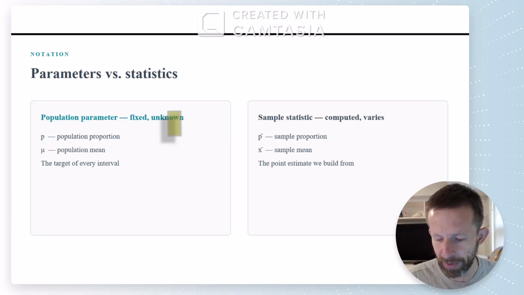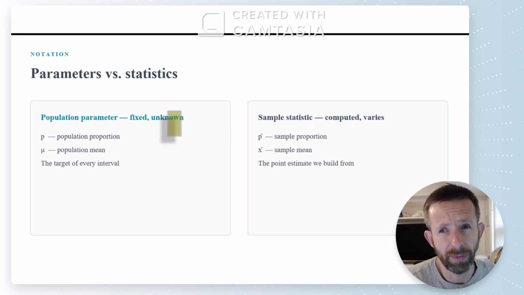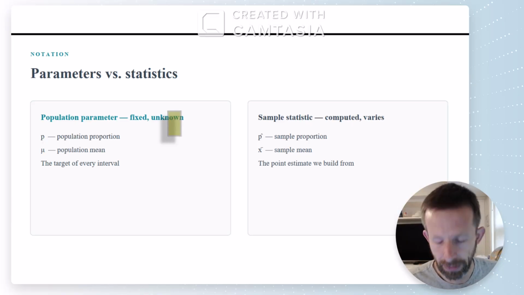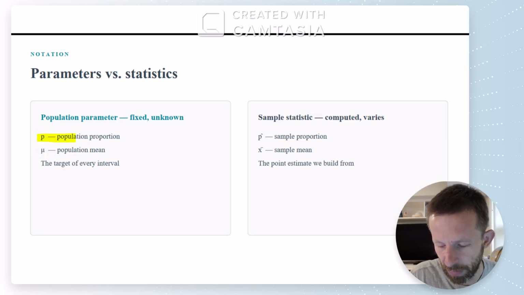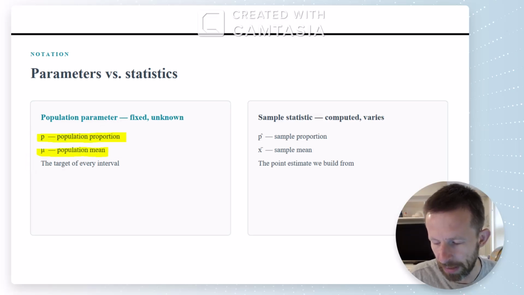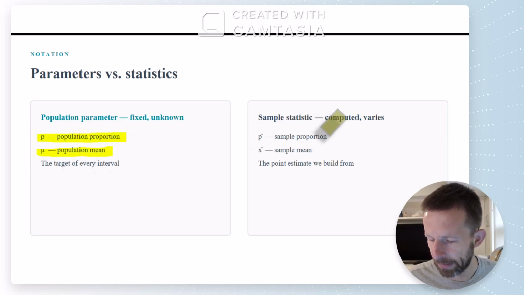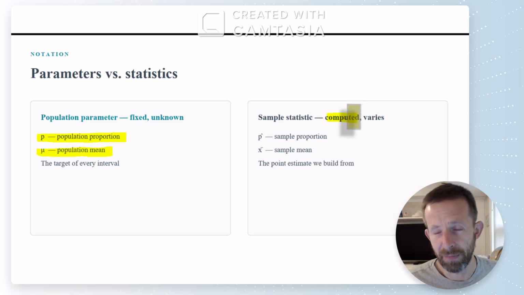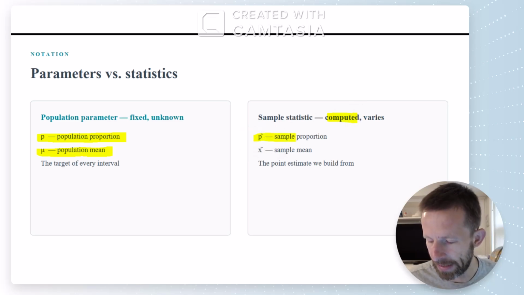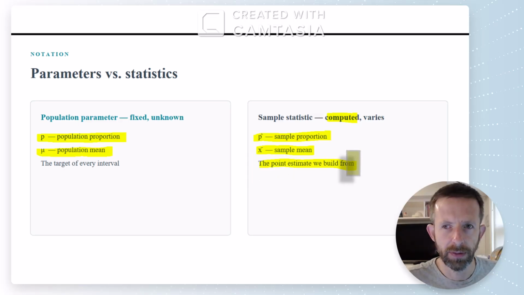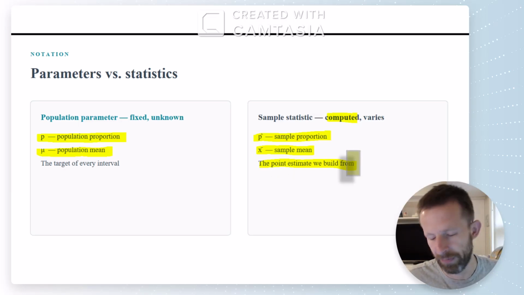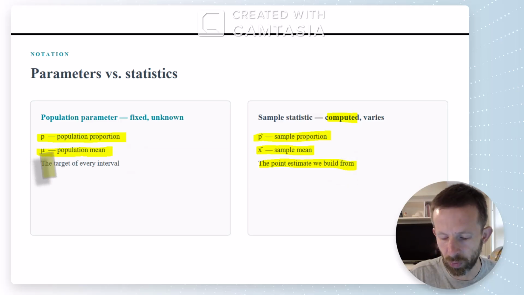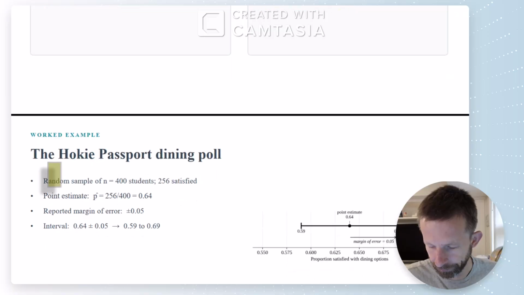So population parameter, we don't know it. If we did, then we wouldn't have to do a confidence interval. For a population parameter, p is the population proportion, mu is the population mean. A sample statistic is computed and it varies depending on the sample. P-hat is the sample proportion, x-bar is the sample mean. And the point estimate is what we build from. So start with a point estimate, go to the left, go to the right. And we're trying to capture the population parameter.